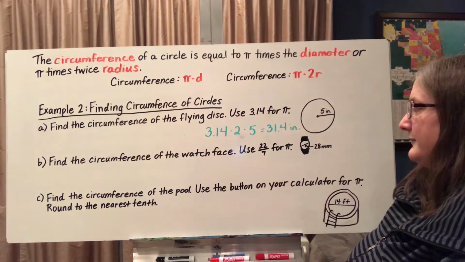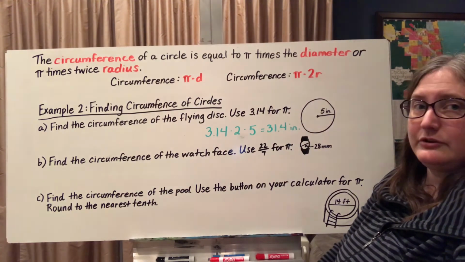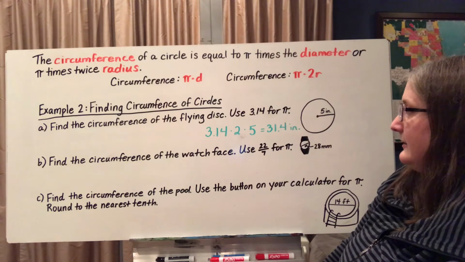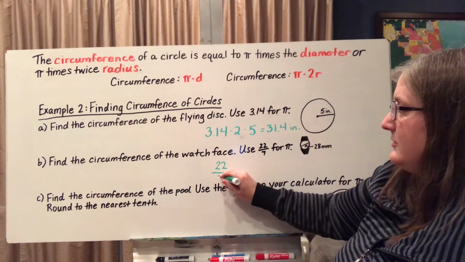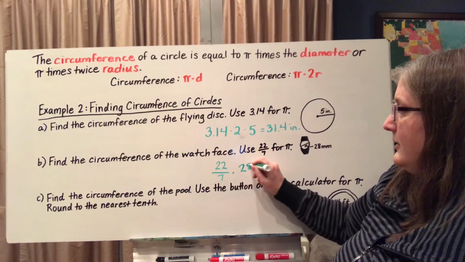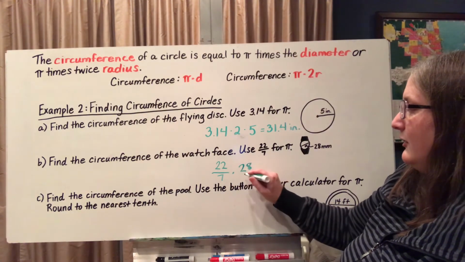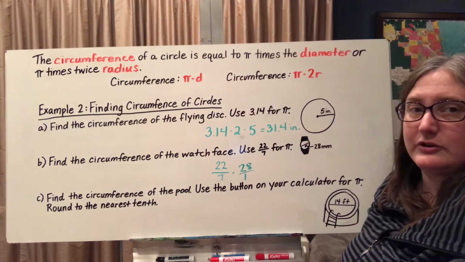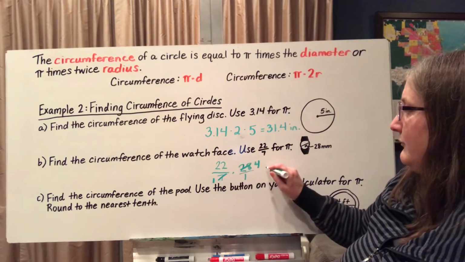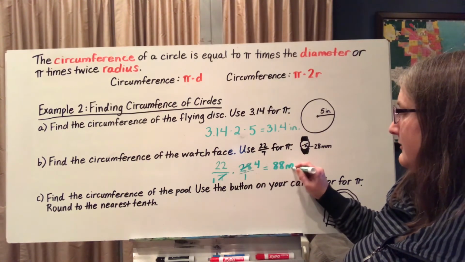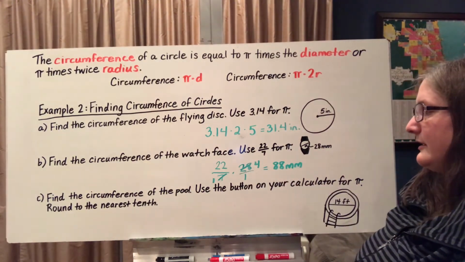Here I'm being asked to find the circumference of this watch face, which is 28 millimeters in diameter. And I'm being asked to use 22/7 for pi. Since I'm given the diameter, I'm going to use this formula. I'm going to do 22/7 for my pi value times 28. I can do this in my calculator by doing 22 divided by 7 times 28, or I can just make 28 into a fraction, give it a denominator of 1, do some cross-reducing, and 22 times 4 gives me 88 millimeters. And I'd have 1 times 1 on the bottom, which would give me a denominator of 1, which I'd get rid of, so I'm not even going to write it down.